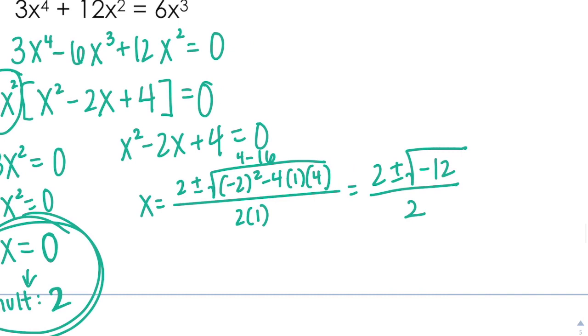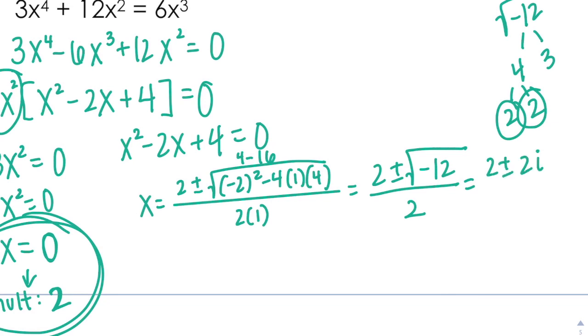And now you have to clean that up. So remember the square root of -12. Well, I'm going to take out an i, but I have 4 times 3. 4 is 2 times 2, so I'm going to take out a 2. So I get 2 plus or minus 2i square root of 3, all over 2. And then notice all those 2's can all reduce to 1's.